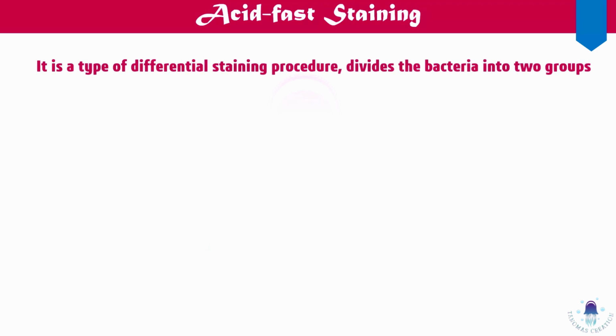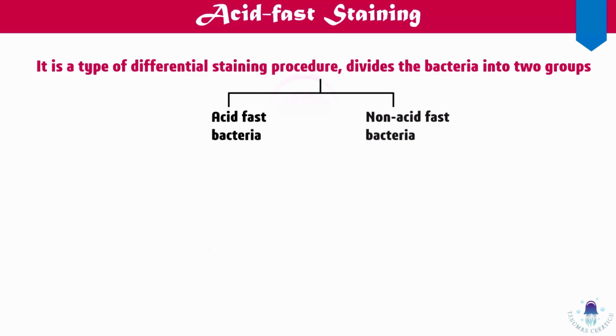So coming to the acid-fast staining, here it is a differential staining procedure that divides the bacteria into two groups. Now before that, it is to be noted that it is a widely used staining method for Mycobacteria. In the early 1890s, it was referred to as Ziehl-Neelsen acid-fast stain only. But these days, it's commonly known as acid-fast staining. So basically, it divides the bacteria into two groups. One is acid-fast and the other is non-acid-fast.